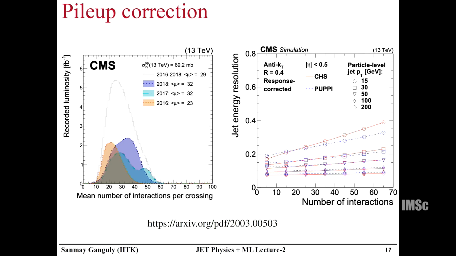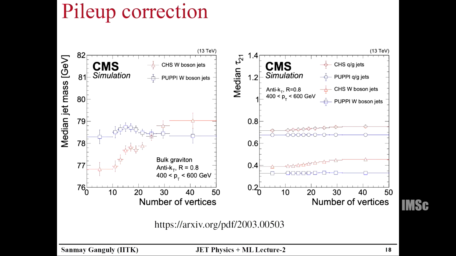And there are additional contamination. Okay, so first we have to correct for this, and here is a demonstration that after we correct some of those, if I have a W jet, what is the typical mass we get after pileup correction? And you can make it stable with respect to pileup variation.